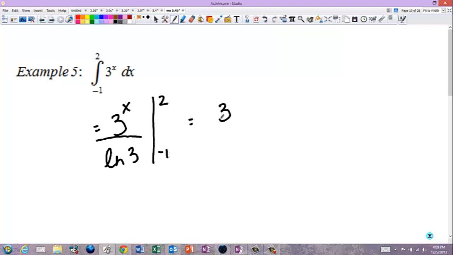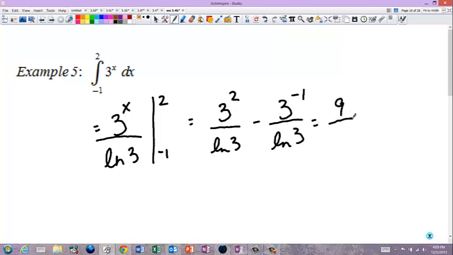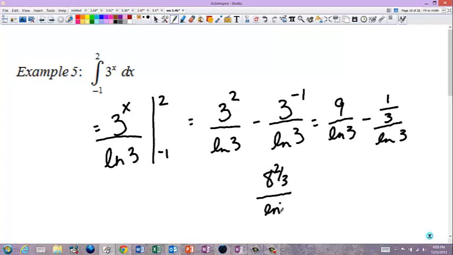So that's going to be 3 to the second divided by natural log of 3 minus 3 to the negative 1 divided by natural log of 3, which is the same thing as 9 minus a third. So that's 8 and 2/3. Or 3 times 8 is 24, 26.